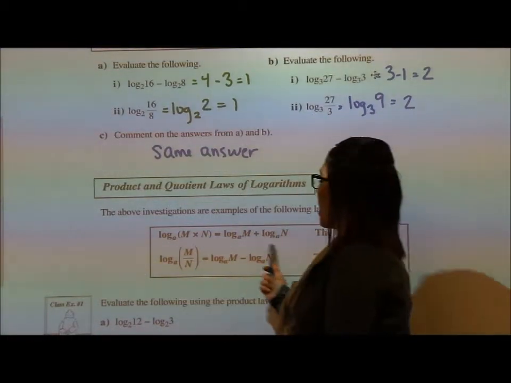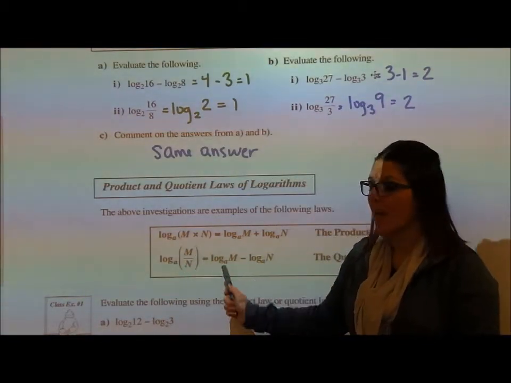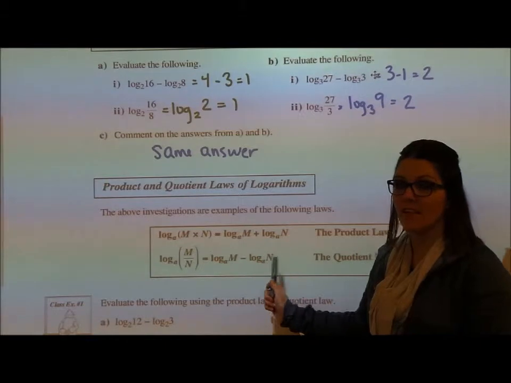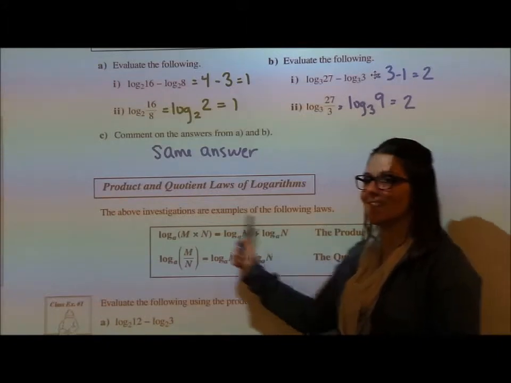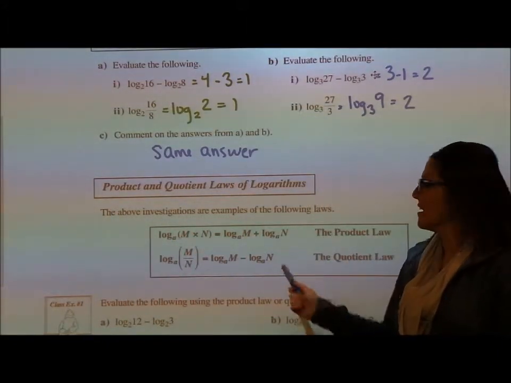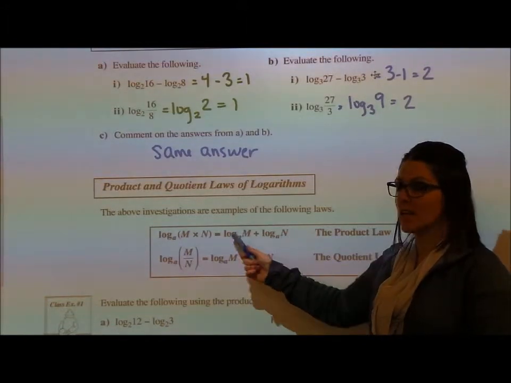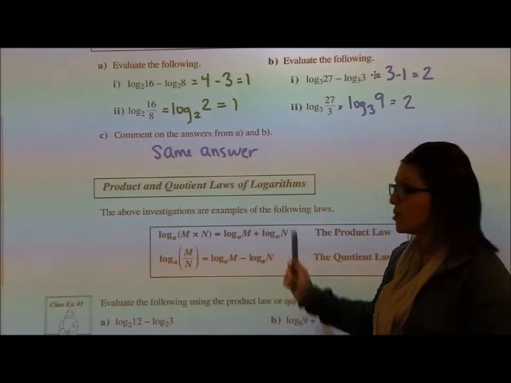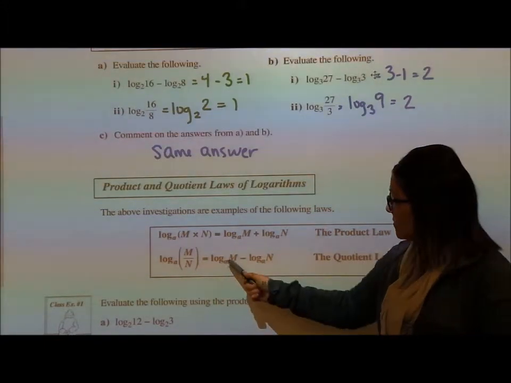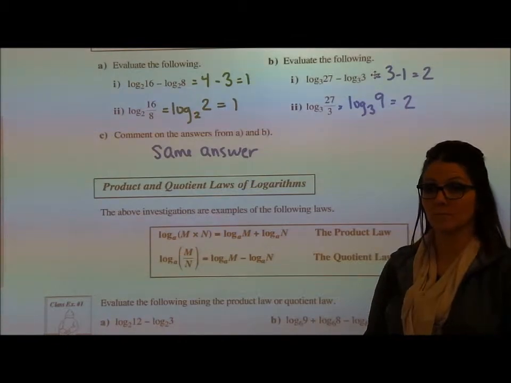The quotient law goes the exact same way. It says I can take a quotient and I can separate them and I can find the difference between the two arguments. Okay? The equal sign means that this goes the other way. So if I have the sum of two logs, bases are the same, I can multiply those two arguments together. If I'm subtracting them, I can divide the two arguments.